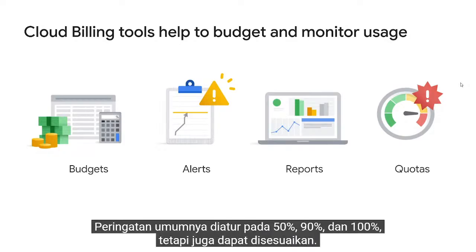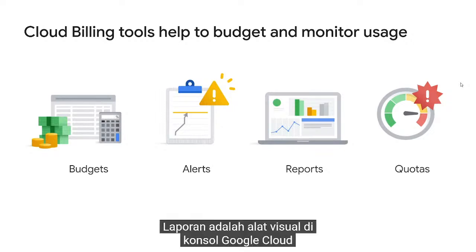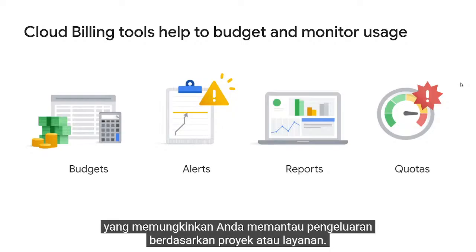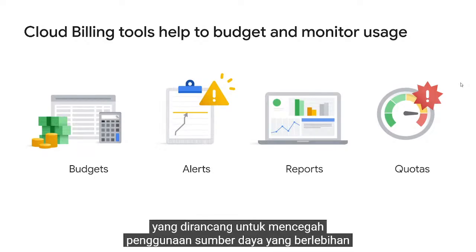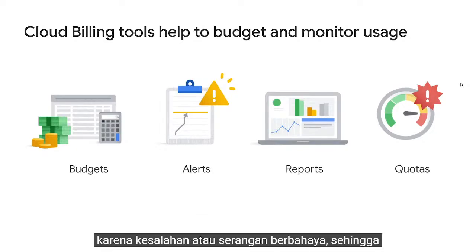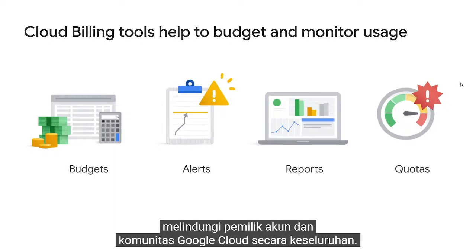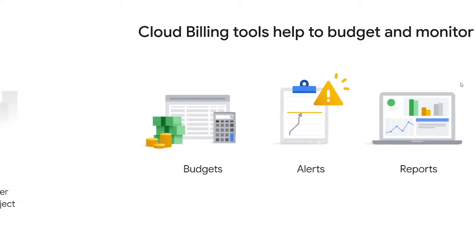Alerts are generally set at 50%, 90%, and 100%, but can also be customized. Reports is a visual tool in the Google Cloud Console that lets you monitor expenditure based on a project or services. Finally, Google Cloud also implements quotas, which are designed to prevent the overconsumption of resources because of an error or a malicious attack, protecting both account owners and the Google Cloud community as a whole.